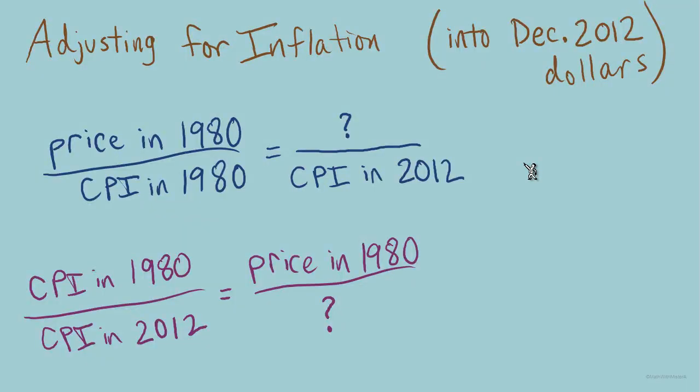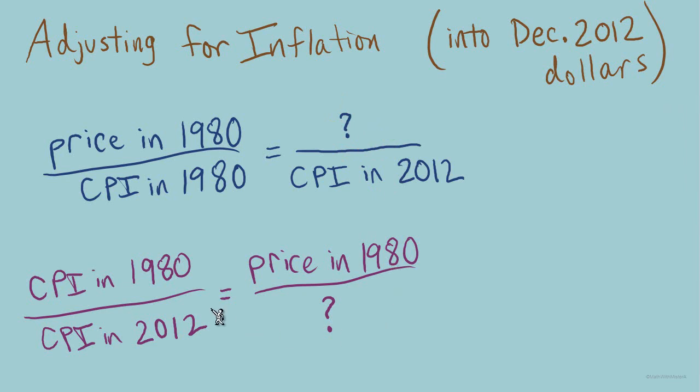For example, if we are trying to adjust into December 2012 dollars, and that's exactly what we're doing in this problem, different proportions that would work would be one option to say, well, the price in 1980 compared to the CPI in 1980 is proportional to the price in 2012 compared to the CPI in 2012. And that unknown is the price in 2012. That's going to be our real adjusted dollars.